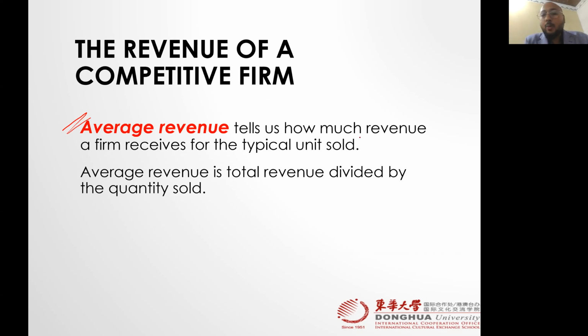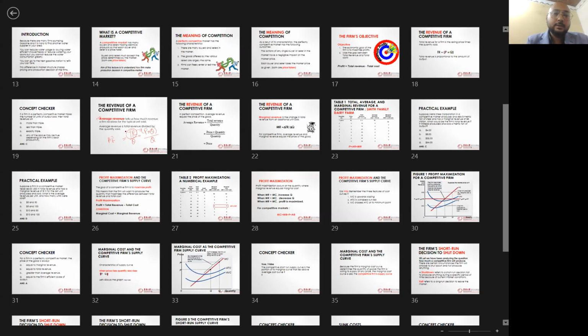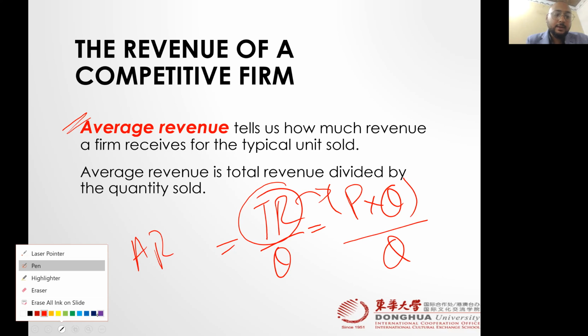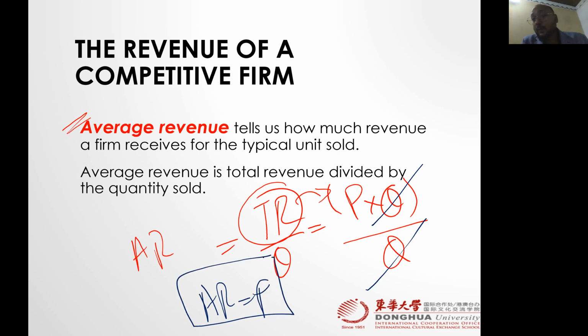The average revenue tells us how much revenue a firm received for the typical unit. The same formula: average revenue is equal to total revenue divided by quantity. If I put total revenue as P into Q, just expand it. In that case, Q cancels. AR is equal to P. This is always the case because it is the natural formula. So average revenue is equal to market price.